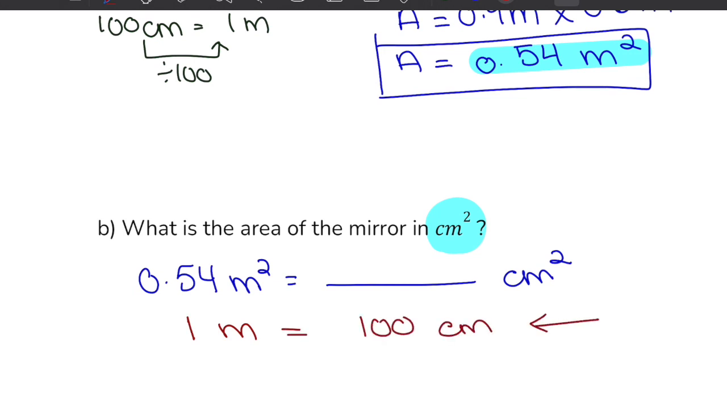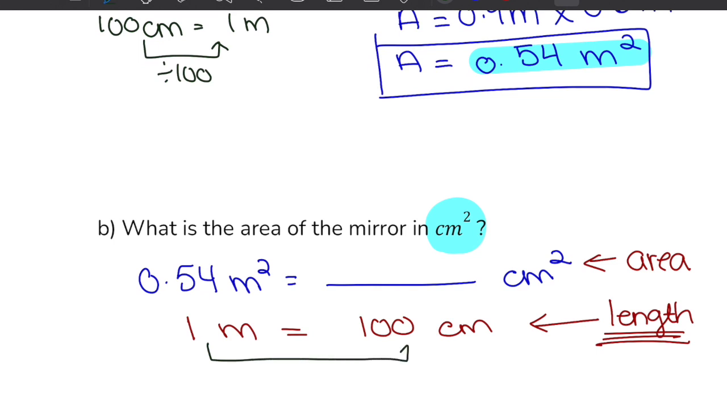Now remember, and I know I say this a lot, this is the conversion fact for length. We're looking for the conversion fact for area. So we will have to make some sort of adjustment. So to go from 1 meter to 1 centimeter, we multiply by 100. Okay? To go from meters squared to centimeters squared, we multiply by 100 twice. Okay? So we're going to take 0.54 and we multiply by 100. We get 54. Then we multiply by 100 again. We get 5,400. So the answer is 5,400.